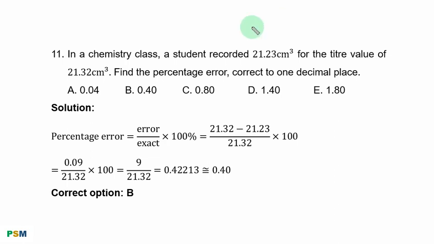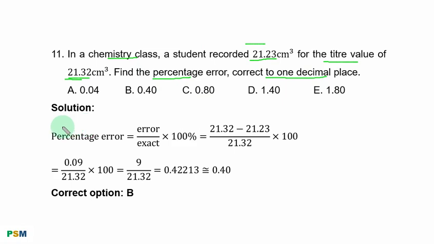Question 11. In a chemistry class, a student recorded 21.23 cubic centimeters for the theta value of 21.32 cubic centimeters. You have the actual value, then the wrong value. Find the percentage error correct to 1 decimal place.